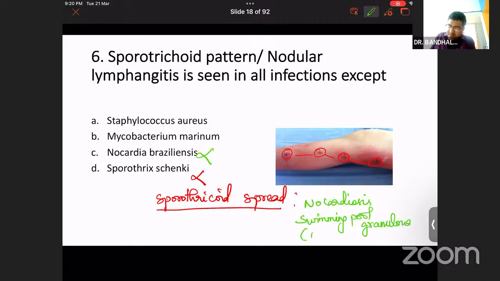Which is caused by Mycobacterium marinum. In aquarium workers or water related work, they will get that. So this option is also out. So after ruling out these three options, obviously the answer will be Staph aureus.